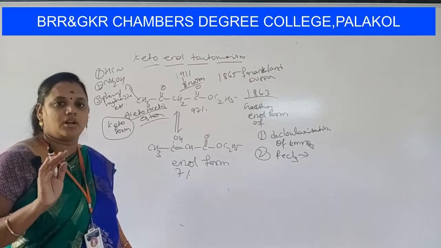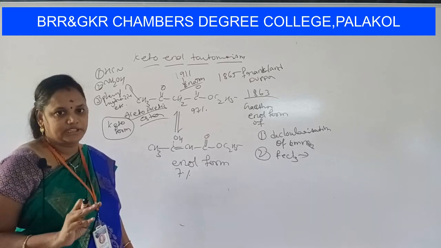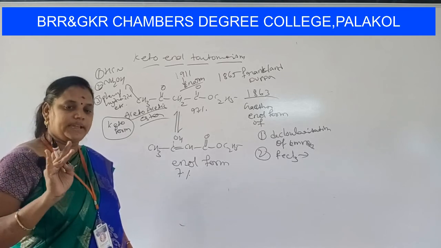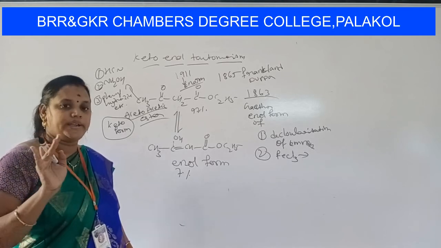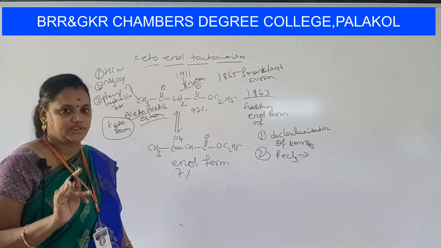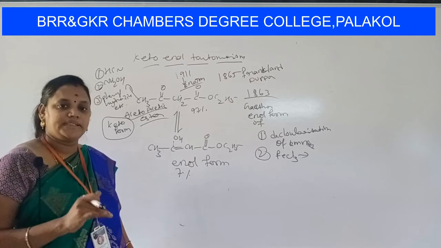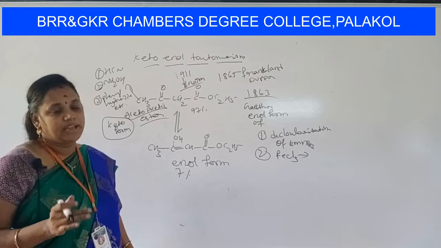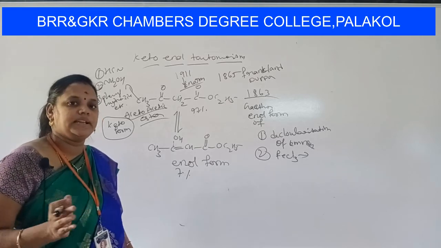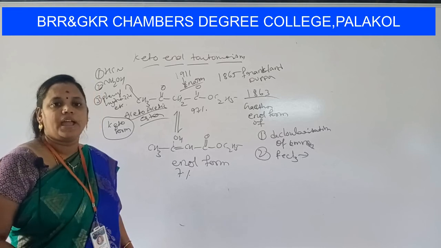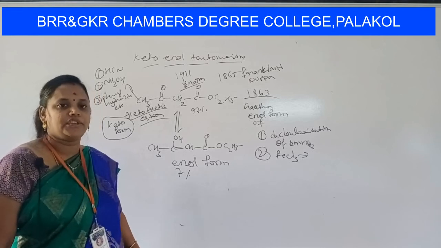This is all about what an active methylene compound is, what their resonating structures are, what their stability is, what the structure of a carbanion is, and how the keto and enol forms of acetoacetic ester have been confirmed. In the next classes, let us learn the preparations and properties of active methylene compounds. Thank you, students.